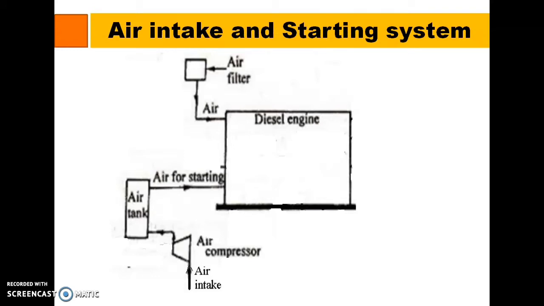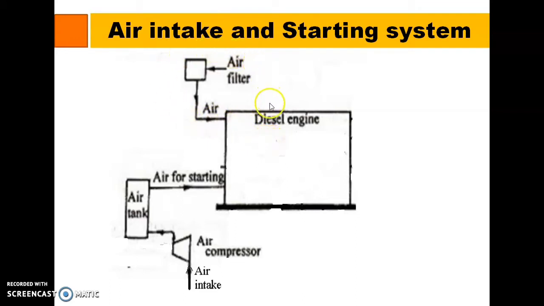Then air intake system and starting system. So this upper one is the air filter and air. This is the air intake system, where a diesel engine is taking in the air for combustion of the fuel. That is, the combustion of the fuel, the diesel oil, happens in the diesel engine in the presence of air. So the air is taken from this air intake system. Before the air is taken, it will get filtered so that some impurities are separated out and pure air is given to the diesel engine.